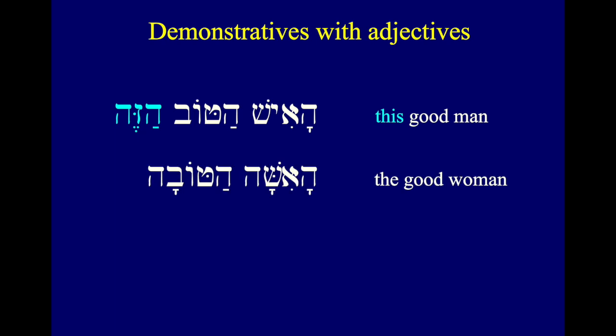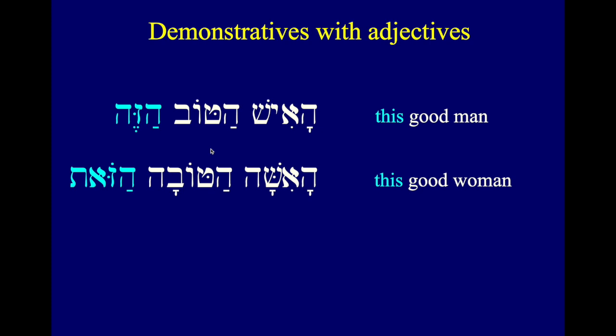Ha-isha ha-tova is a noun plus an attributive adjective, which means the woman, the good one, or in English, the good woman. If I wanted to say this good woman, I would add ha-zot, the feminine demonstrative, with the definite article at the end of that chain. Notice I'm making a chain. I have a noun, and then my adjectives come after. And I could add other adjectives to this, by the way.